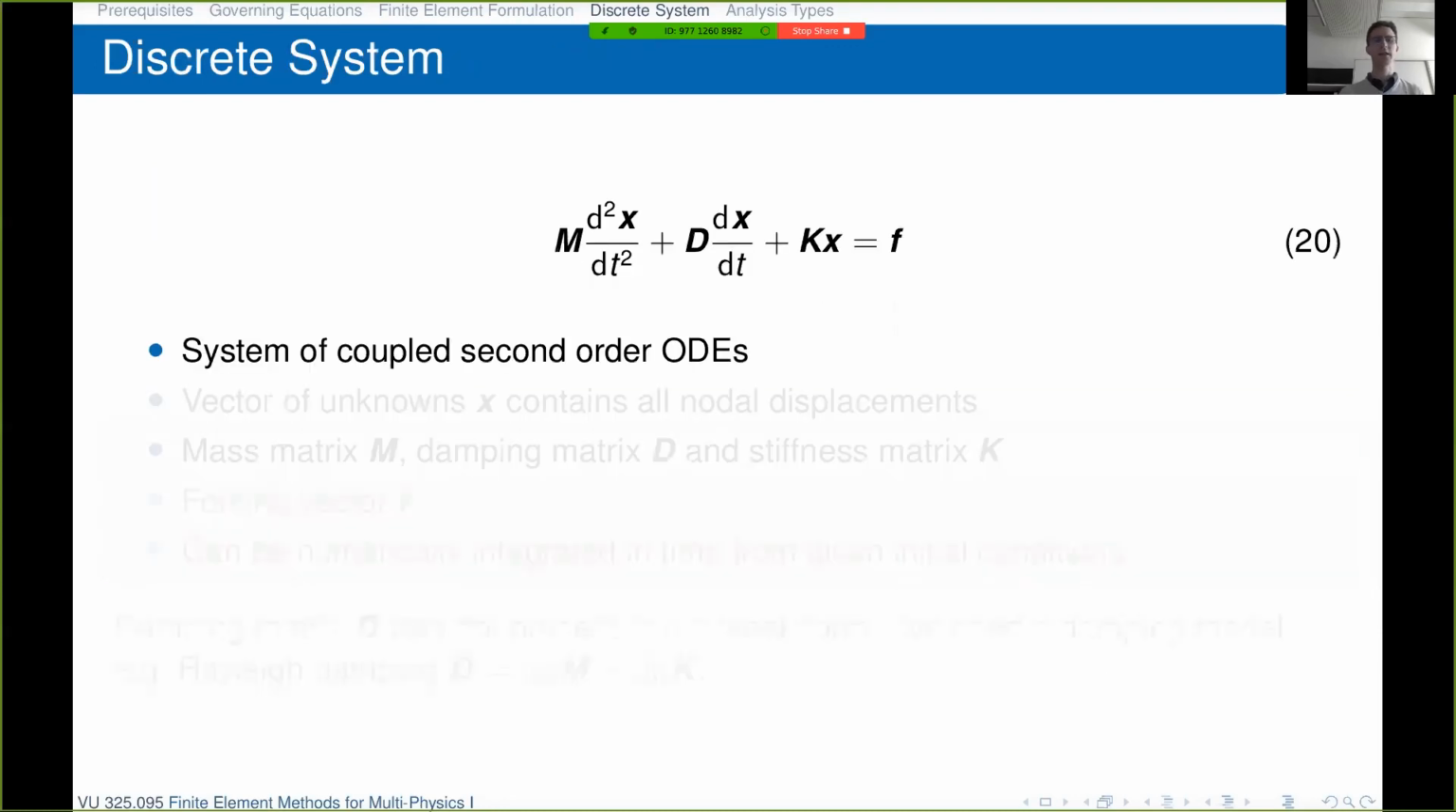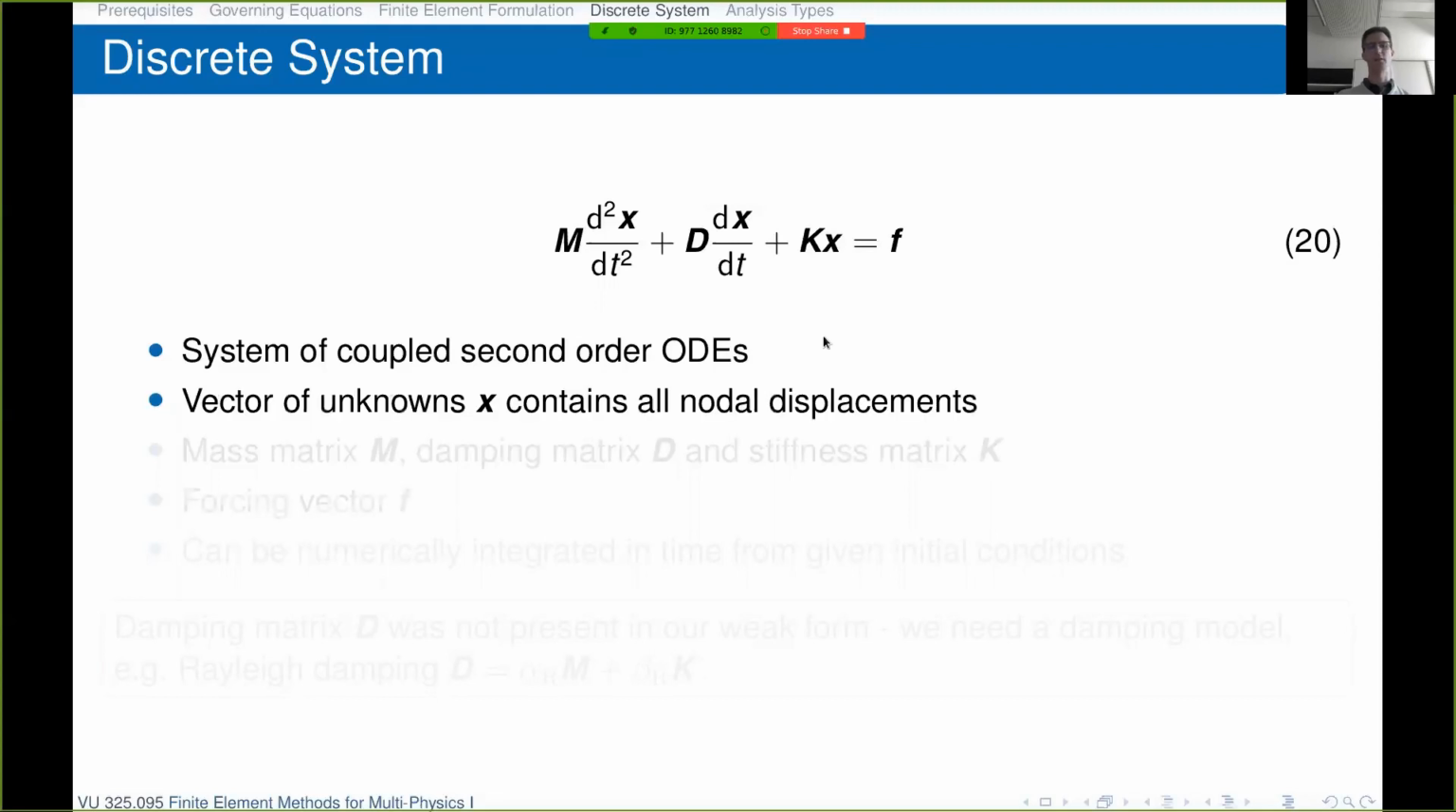So let's look at how this discretized system looks. We will obtain a mass matrix multiplied by the second time derivative of our unknown vector x here. We will obtain a damping matrix that is multiplied by the first time derivative and the stiffness matrix, which is multiplied by the unknown vector x itself. And on the right hand side, we obtain a forcing term f, which consists of the boundary terms and the volume forces. So this is a system of coupled second order ordinary differential equations.